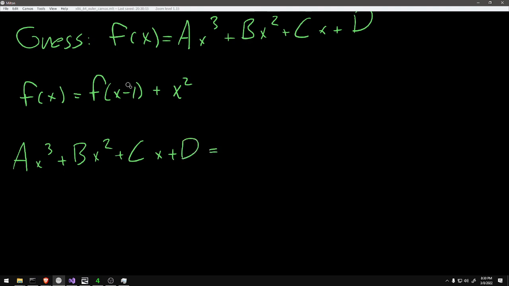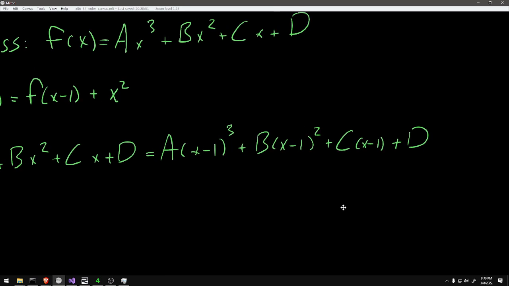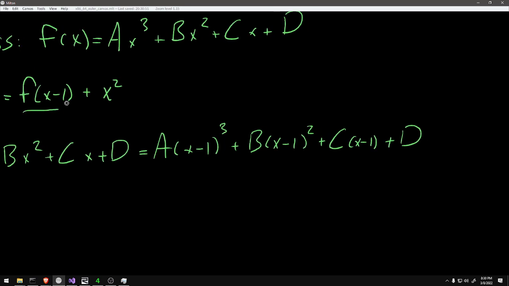And then I can write this again, but I have to replace all of the spots where x shows up here. I'm plugging in an x minus 1. So a(x minus 1) cubed plus b(x minus 1) squared plus c(x minus 1) plus d. And then, of course, I'm not done. The right-hand side didn't just have f of x minus 1. So this part here has been duplicated, or expanded out. But I still need to throw in that final x squared. Okay.